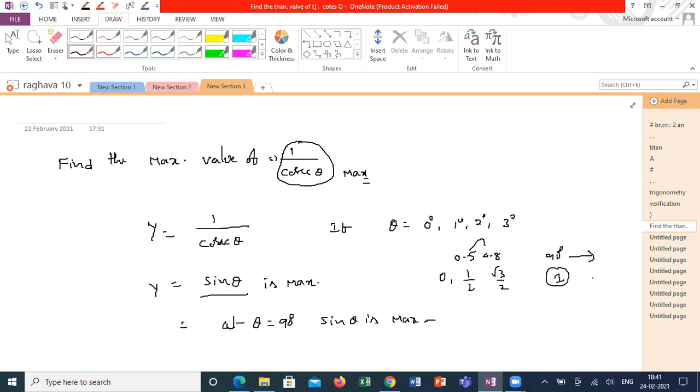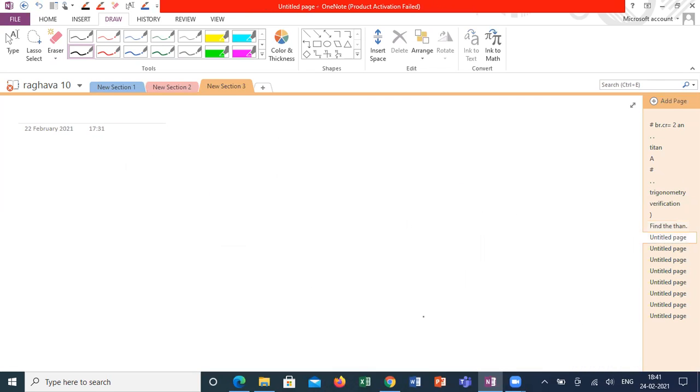After 90 you will get negative values, that we can discuss in grade 11. So as of now, 90 is the maximum. Clear? Yes, sir. Guys, anyone, any others having any doubts? Diya, Lakshita, Amrita?